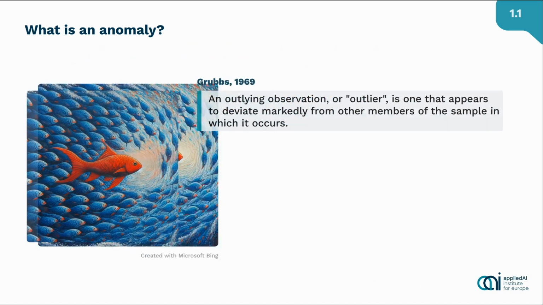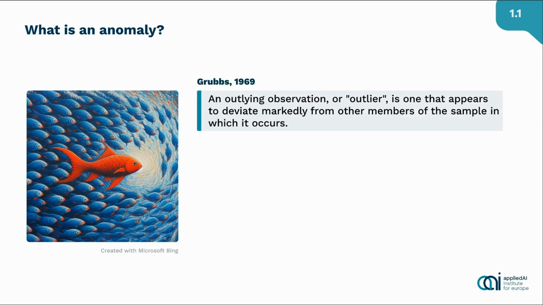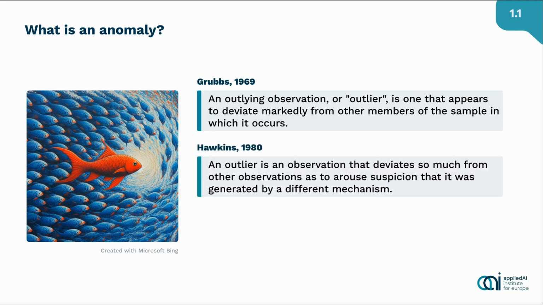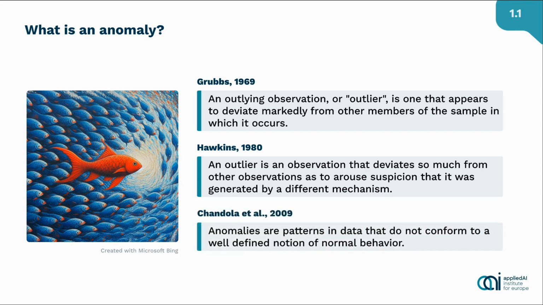And this is really the essence of what we want to describe with an anomaly. There are also several researchers who tried to phrase this in their own words, and we are going to go through a couple of these definitions. One of the very early ones is Grubbs, 1969, saying that an outlying observation or outlier is one that appears to deviate markedly from all the other members in the sample in which it occurs. Another one, which is very often cited, is the one by Hawkins, saying an outlier is an observation that deviates so much from the other observations as to arouse suspicion that it was generated by a different mechanism. And finally, a slightly newer one by Chandola and others, saying that anomalies are patterns in data that do not conform to a well-defined notion of normal behavior.